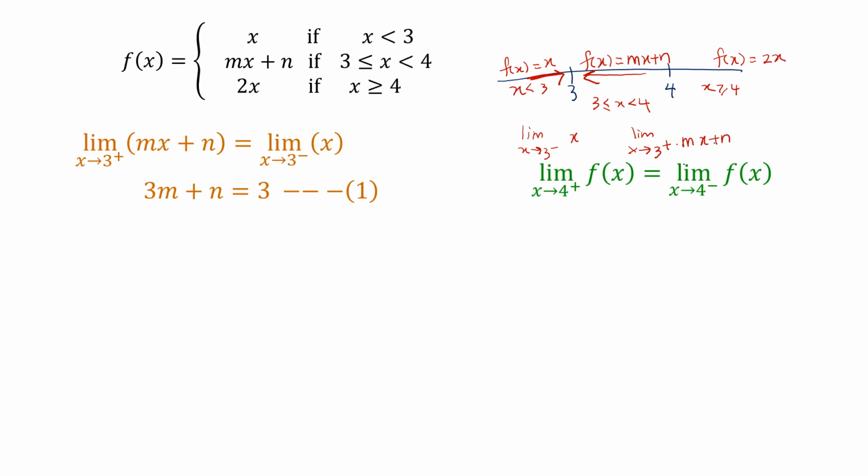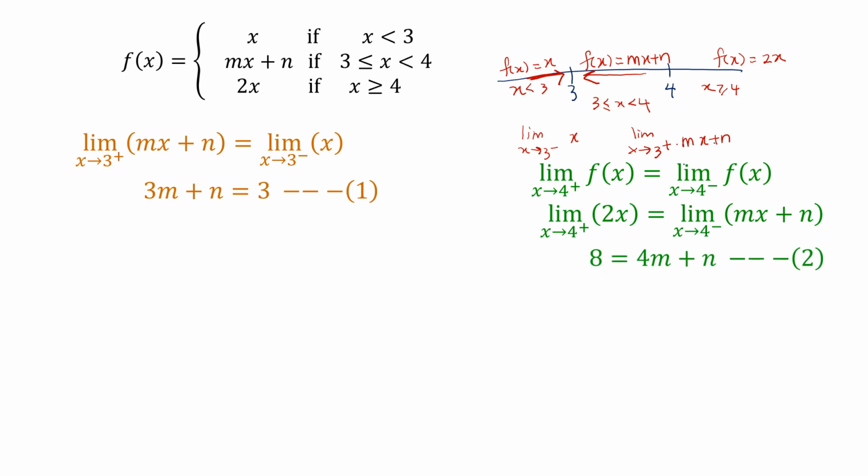Next, for the limit as x approaches 4 from the right, the function f is 2x, and for the limit as x approaches 4 from the left, the function is mx plus n. Then substitute the value of x with 4 and we get our second equation, which is 4m plus n equal to 8. Solve these two equations simultaneously and we get m is 5. Then by using m equal to 5, we can get the value of n, which is negative 12.